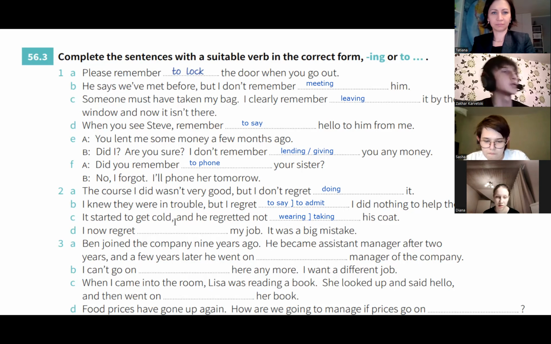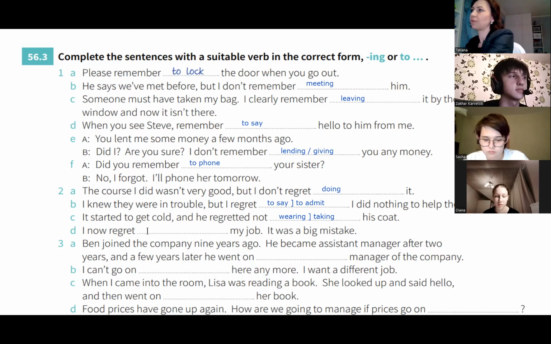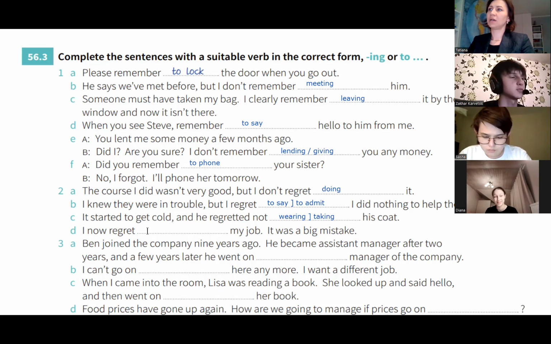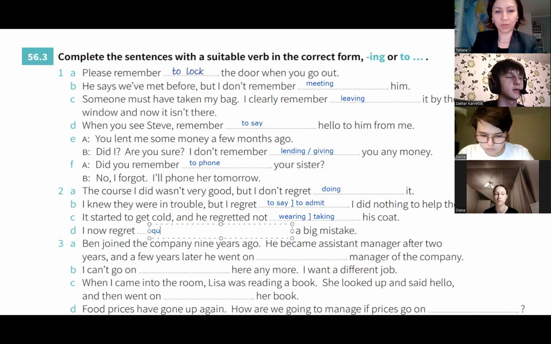I now regret to quit my job. It was a big mistake. But you already did it. Жалею, что ушел с работы. It's the verb quit, to quit the job. Quitting my job. I regret quitting my job.